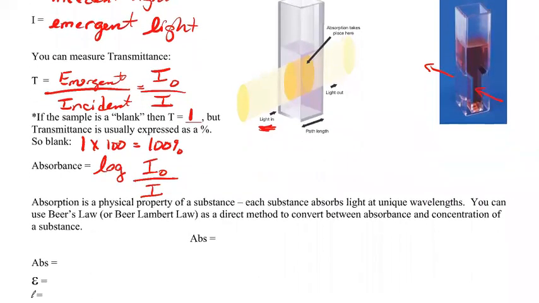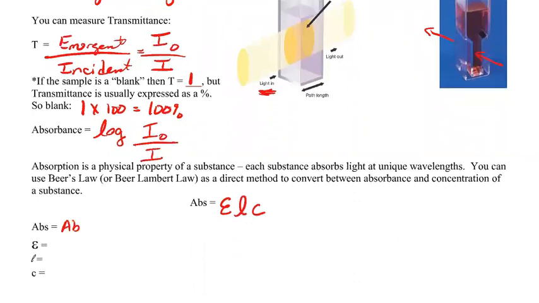And so you can use what's called Beer's law, or the Beer-Lambert law, as a method to say, okay, if I know the absorbance of something, then I can convert that to concentration. And so there is a formula for that, and it's in your book. And that is, the absorbance is equal to the extinction coefficient, which we do a big pretty E, times the path length times the concentration. So ABS is absorbance. And remember, this absorbance is unitless. Why is it unitless? Because it's the log of a ratio, so it has no units on it.